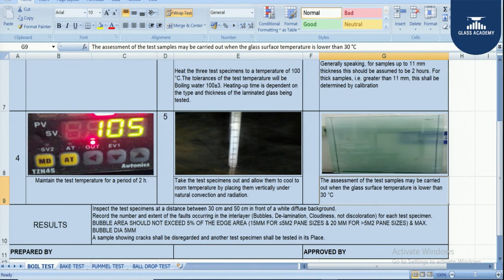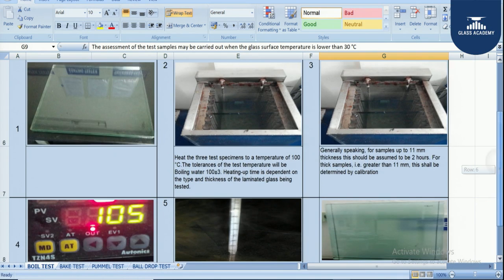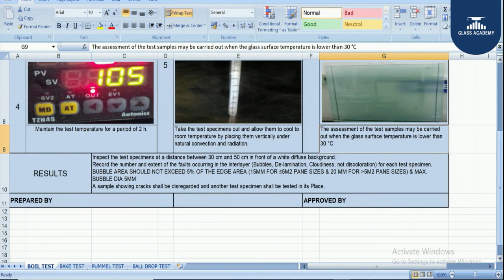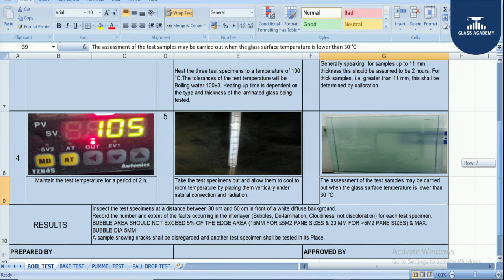We will be opening the glass. You can see in the figures the temperatures. The first figure shows a laminated glass. The second figure shows the glasses kept inside the boil test chamber. In the third figure you can see the temperature of the water is maintained at 100 degrees centigrade. In the fourth figure you can also see the temperature. In the fifth, with the help of a thermometer, you can measure that the temperature of the water is 100 degrees.